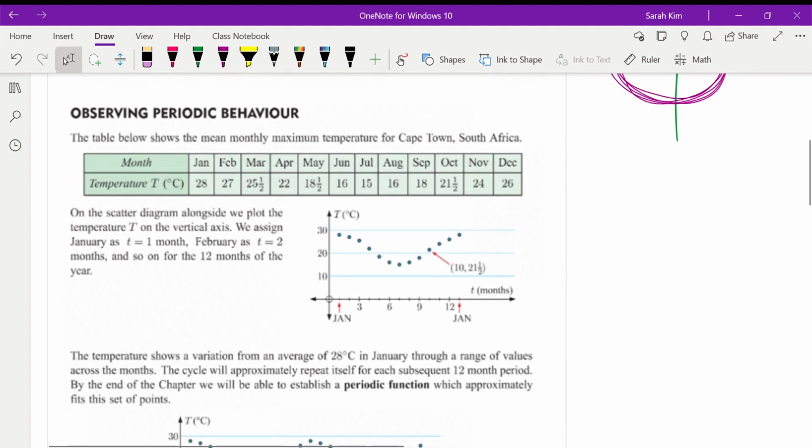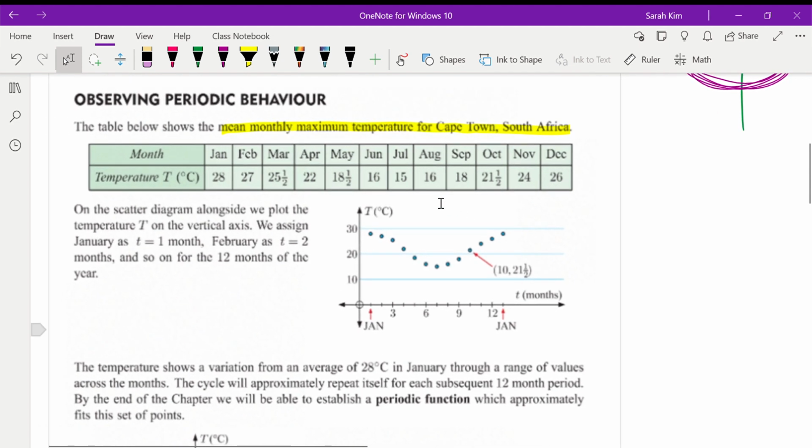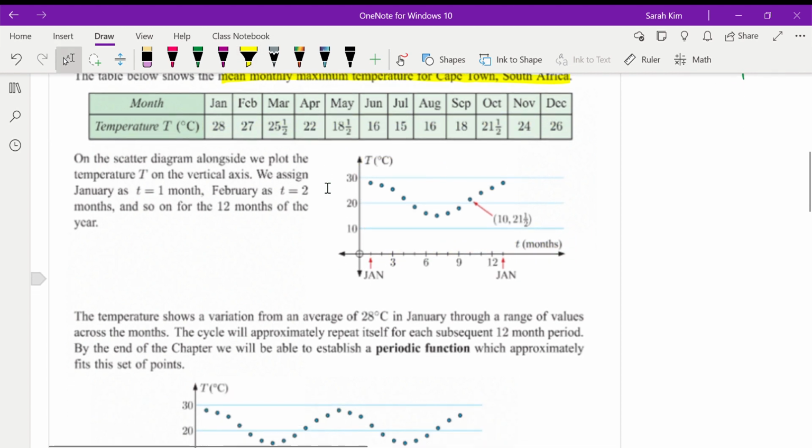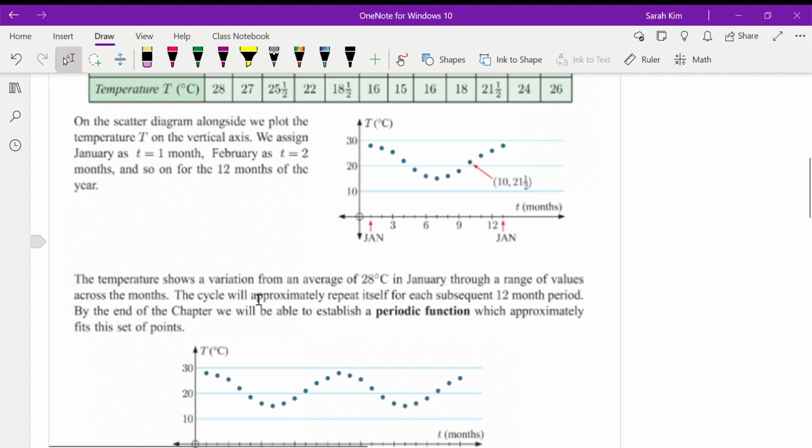So as you can see, this is about temperatures, and we read just above that temperatures can be seen as an oscillating pattern. So if we graph this, you will see something like this. I'm not going to get you to graph it, I'm just going to get you to have a quick look at it. You can see some sort of graph happening, and it's going to keep continuing the pattern. The temperature shows the variation from an average of 28 degrees in January throughout a range of values across the months. The cycle will approximately repeat itself for each subsequent 12-month period.